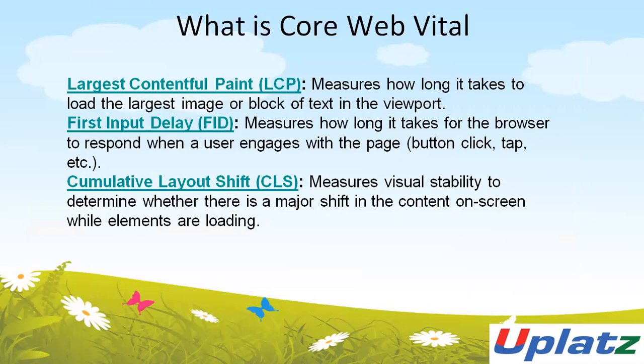Again, some very specific definitions that I'm going to explain to you. Largest contentful paint, LCP, measures how long it takes to load the largest image or block of text in the viewport. Viewport means first port. Mainly, it is associated with the pictorial representation, image, video, or animation, because text is actually not taking too much space. It's only images that are in MB, while text is in KB.